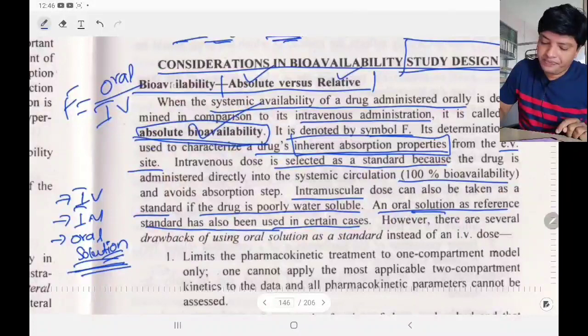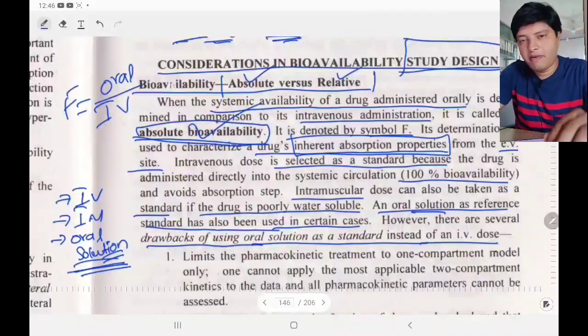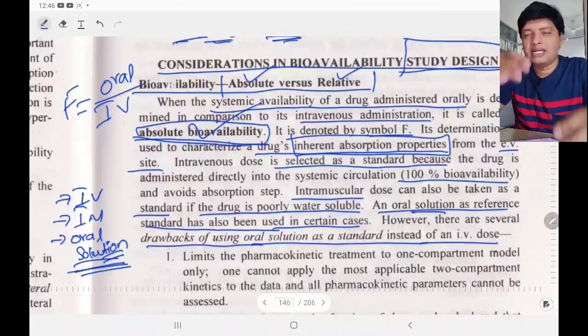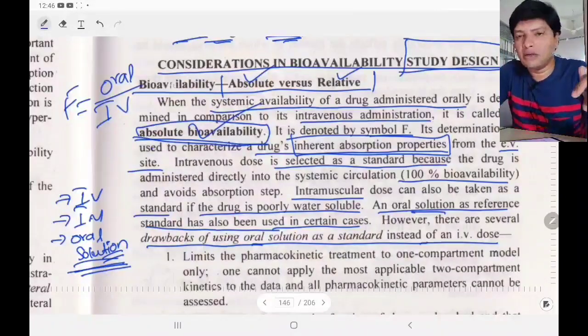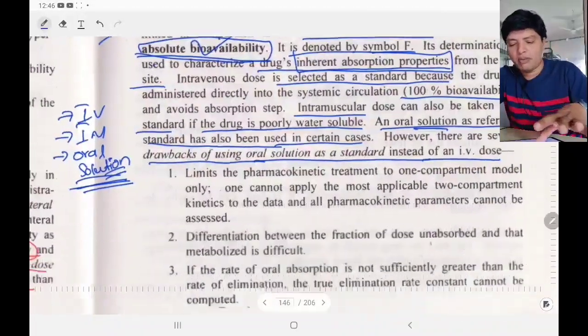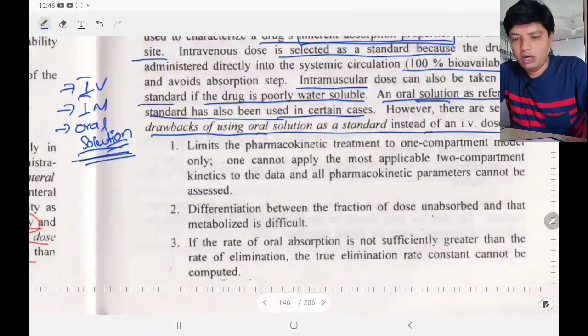However, there are several drawbacks of using oral solution as a standard instead of IV. So most probably we prefer only IV. In rare cases we go for oral solution. You can ask me, sir, in that case I can directly give the oral solution. No, there are some drawbacks here. So these are the drawbacks which are there for the oral solution.